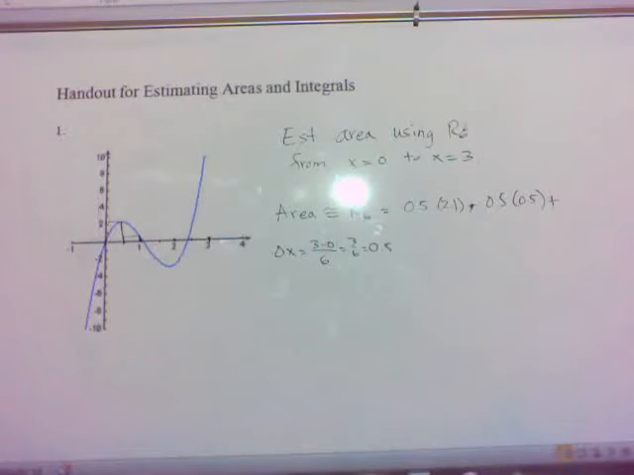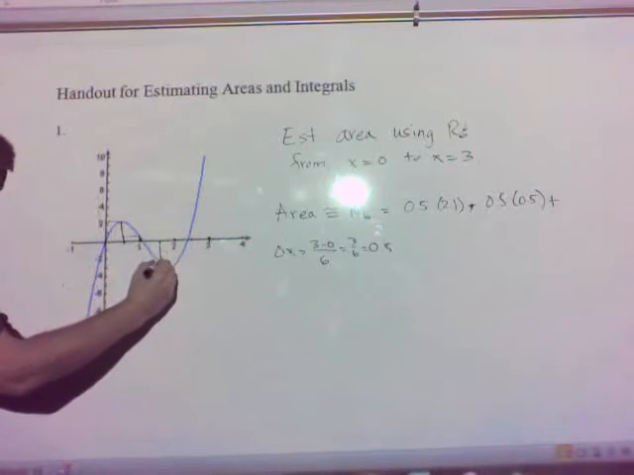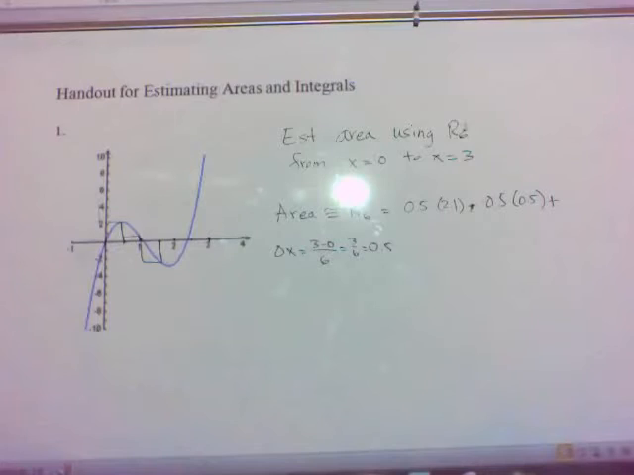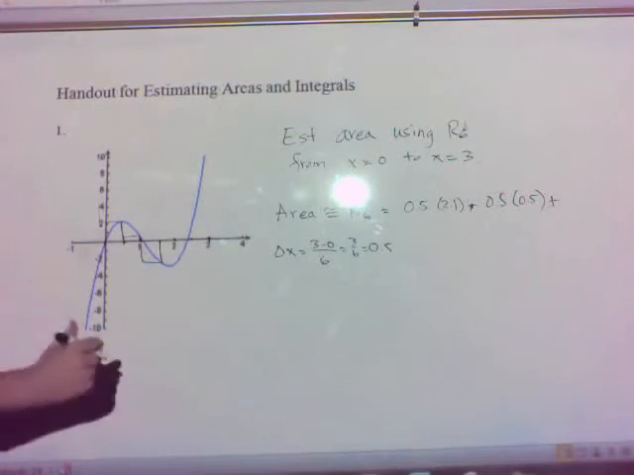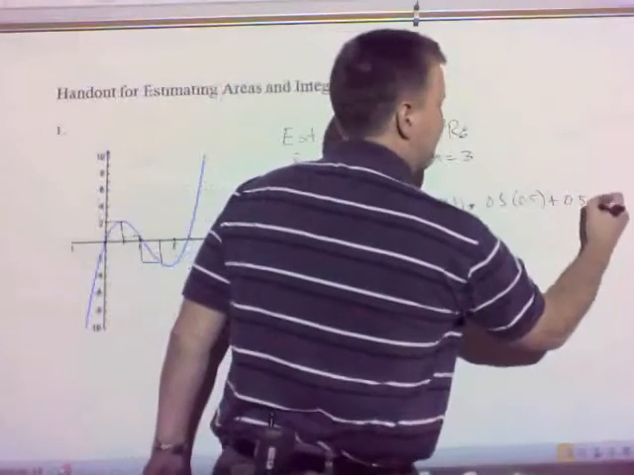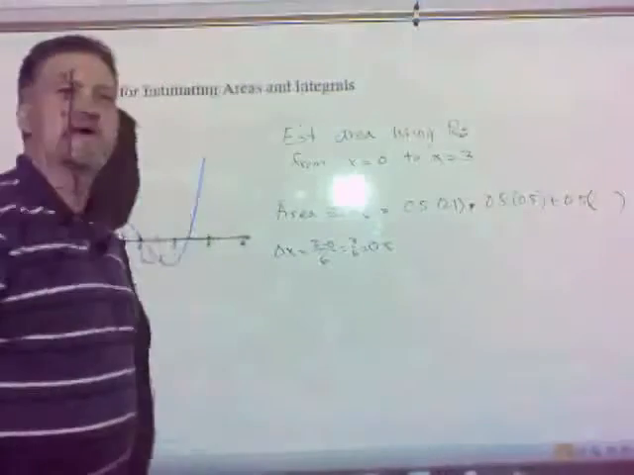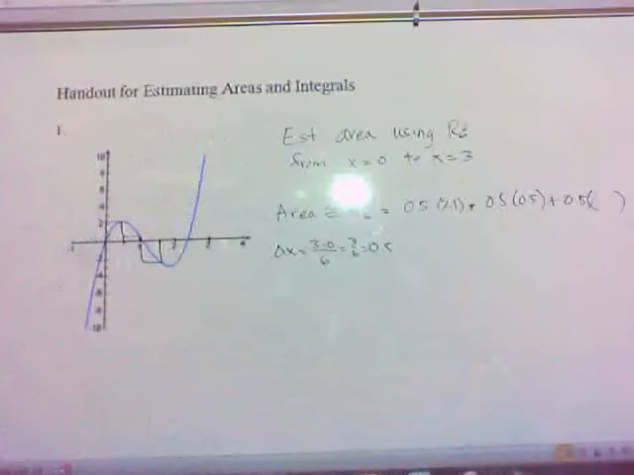Now, here's why I bring this one up. What about the third rectangle? Well, the third rectangle is down here. Well, it's half wide, but what about the height, or the width, or the length, or whatever it is we're talking? It's a negative, isn't it?